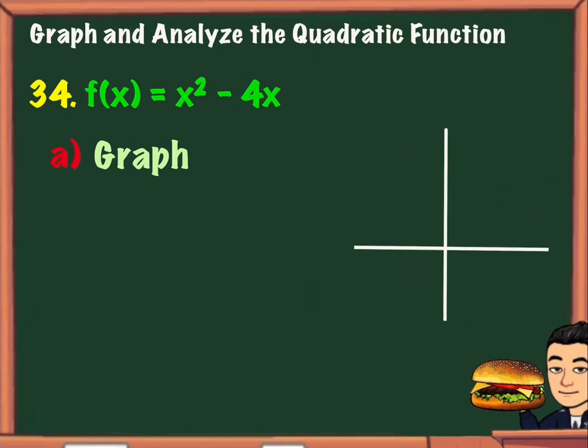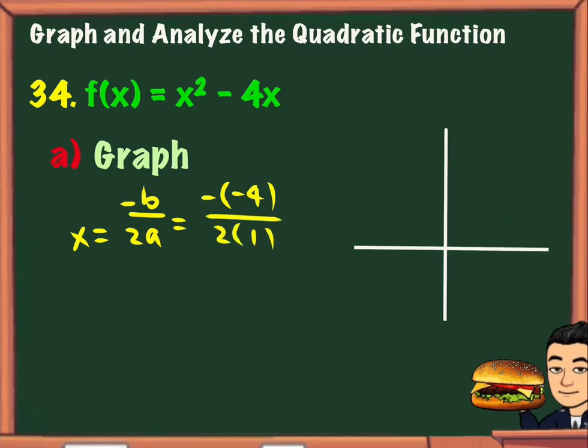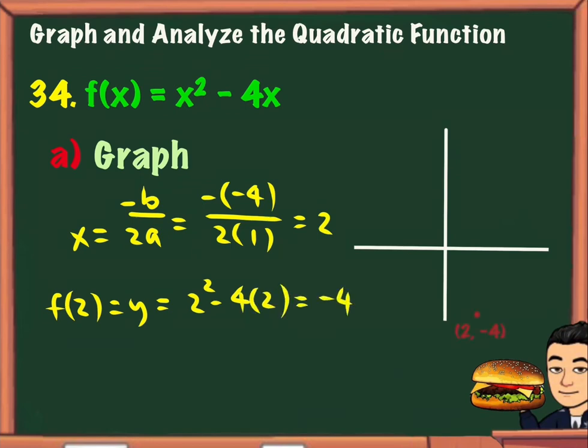In order to graph, you want to find the vertex. So start with x equals negative b over 2a. The b value is negative 4, and the a value is 1. So this is going to give you an x coordinate of the vertex equal to 2. In order to find the y coordinate, you want to plug the x value into the original function. So f of 2 equals y, and that equals 2 squared minus 4 times 2, which equals negative 4. So your vertex is located at (2, -4).